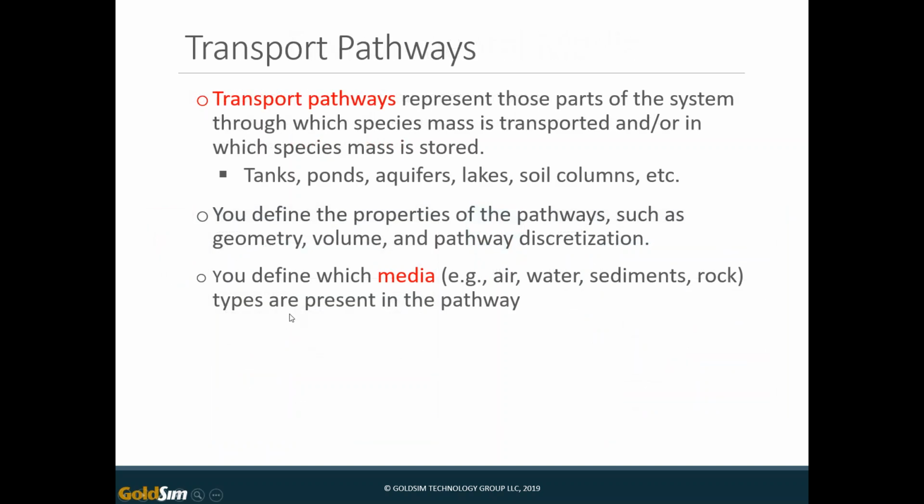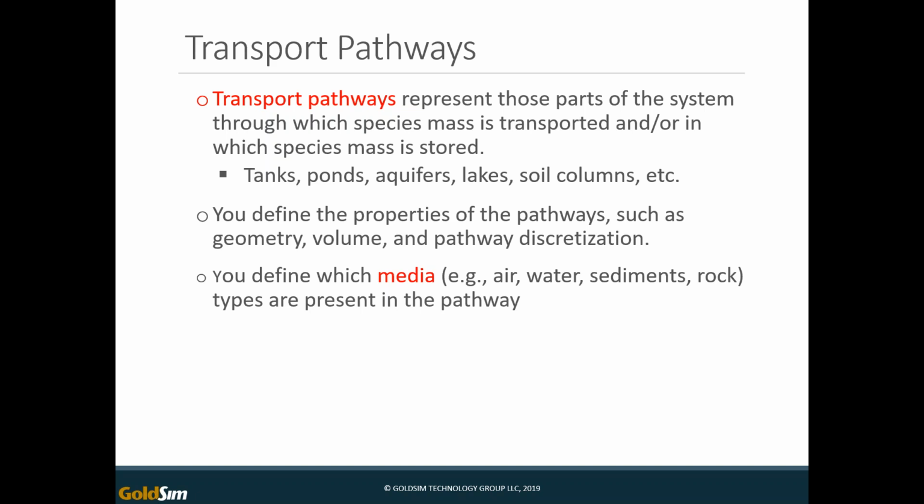So once we define these media, we then define some transport pathways, and the transport pathways are really just the parts of the system where we're moving or storing mass. In our model, they could just be tanks. So you might just have some mixing tanks. You could be simulating an actual engineered system that just has a series of tanks. But typically, you're going to have some ponds, and maybe you have some aquifers, some lakes, and might be a soil column.